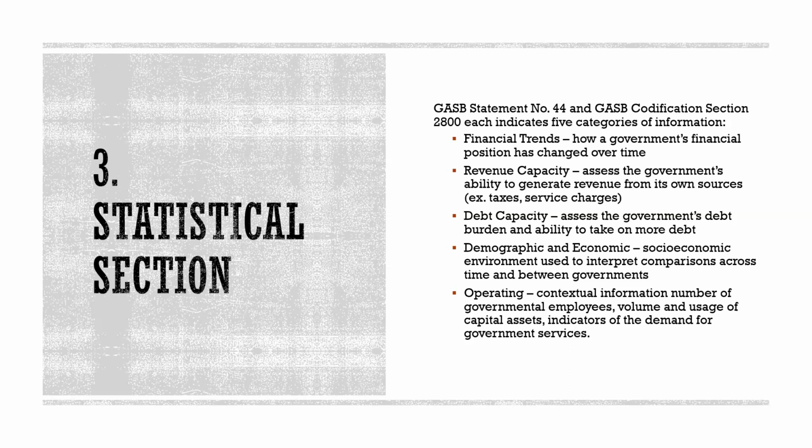So the final one here, the fifth one, is operating, right? And this is just basically information about the operations of the government. How many employees do you have? How many facilities do you have? What's it cost to use those facilities? How are you utilizing those capital assets, those long-term assets like that? That is going to be the operating portion of the statistical section.